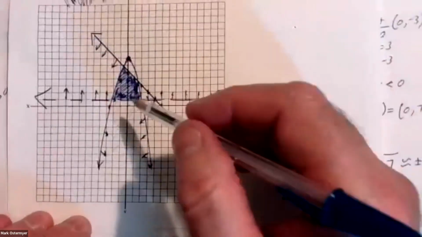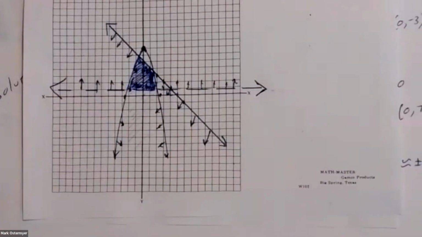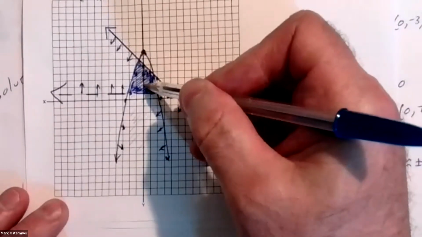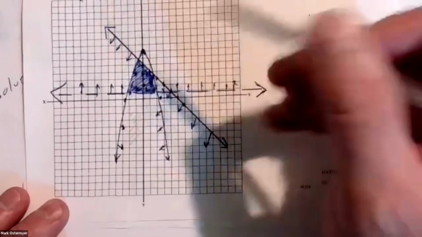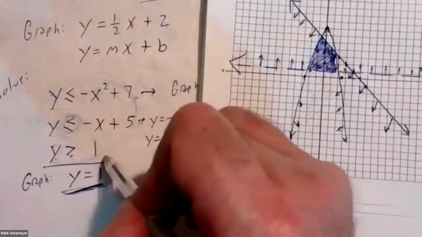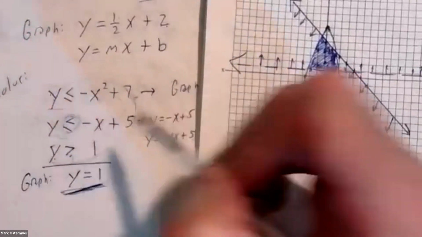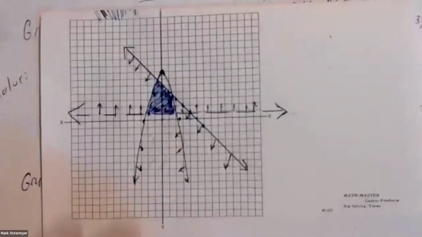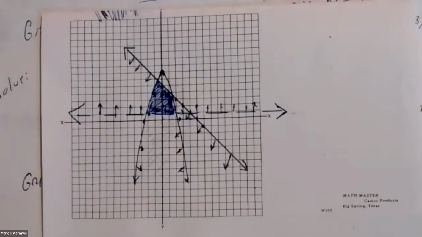Can anybody give me a solution to this entire system? Can you read off an ordered pair in that shaded region? Any nice ordered pair? Zero, 2. Let's see. Yeah, 0, 2 is in the shaded region. It would therefore be a solution to this inequality, and this inequality. 0, 2 would be a solution to the entire system. Exactly right. You are correct.